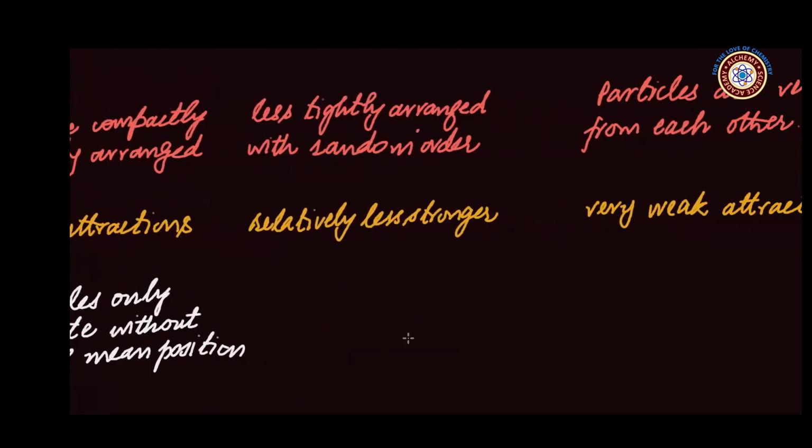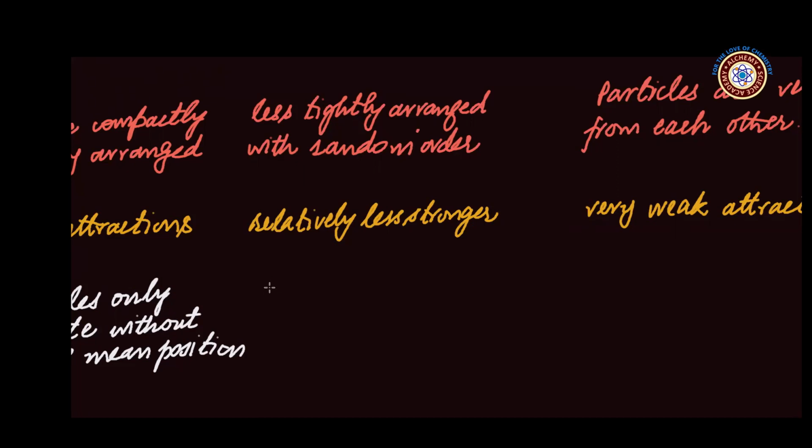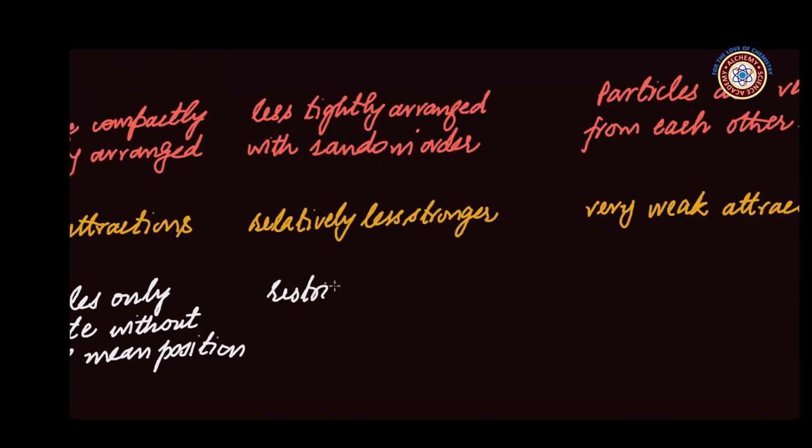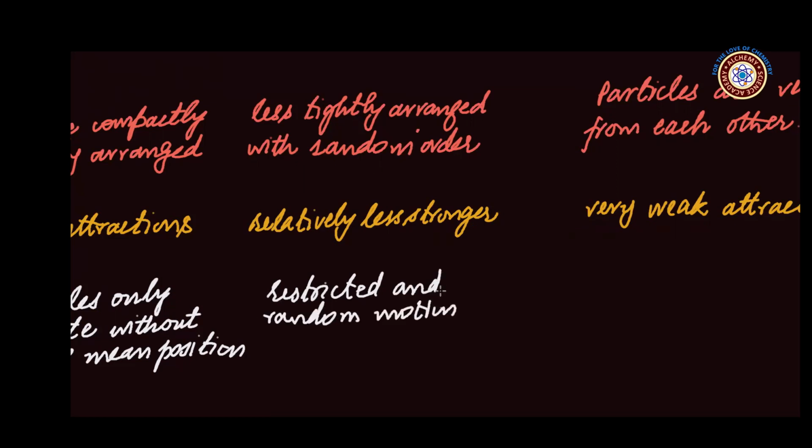Whereas the particles of liquid move randomly, and they keep rubbing against one another, or they keep sliding over one another, slide past each other. That is, their molecular motion is restricted. They have restricted molecular motion, that is restricted and random motion of particles.